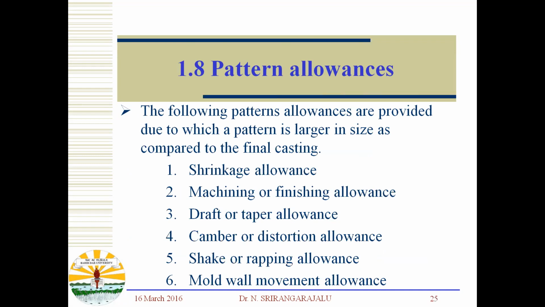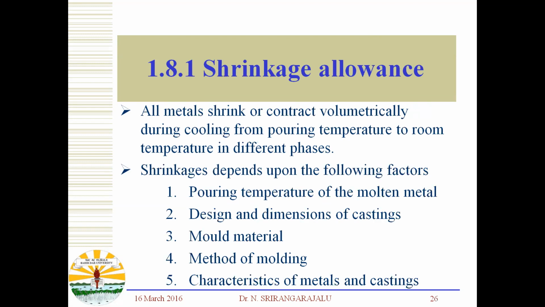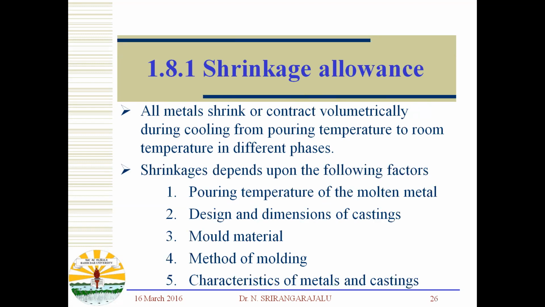Pattern allowances. The following pattern allowances are provided, due to which the pattern is larger in size as compared to the final casting: shrinkage allowance, machining or finishing allowance, draft or taper allowance, camber or distortion allowance, shake or wrapping allowance, mold wall movement allowance. And the first one is the shrinkage allowance.